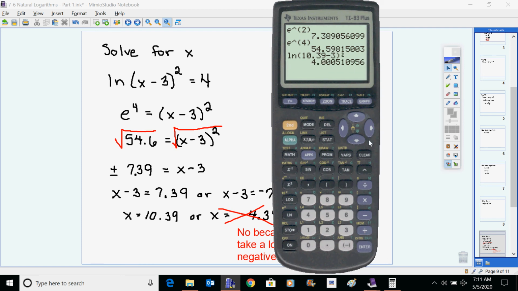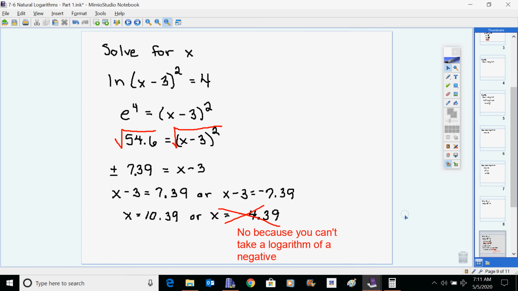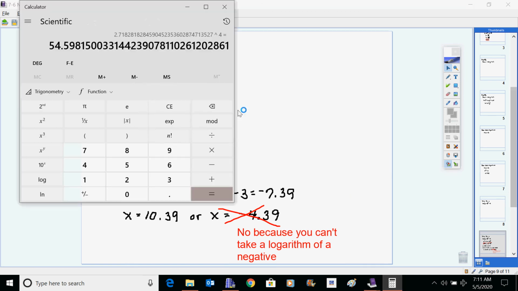Okay, we get about 4, so you've got your answer right there. So about 4, which is the answer. Now it's because we rounded this in the first place that gave that. Or we can do that right here.